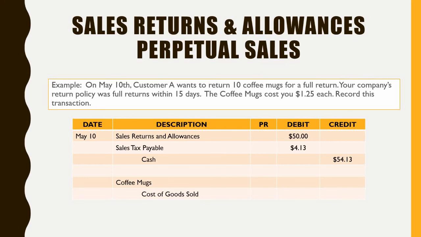So in this case, you're going to basically undo or reverse the transaction. You're going to put the items back into inventory and undo the cost of goods sold, because in this case, you never sold the product. You're reversing the transaction. So if it cost me $1.25 each, and we're returning 10 of them, then you take 10 times $1.25 each, and it is $12.50 that you're going to put back into inventory, and you're going to undo the cost of goods sold. Okay? Any questions here?